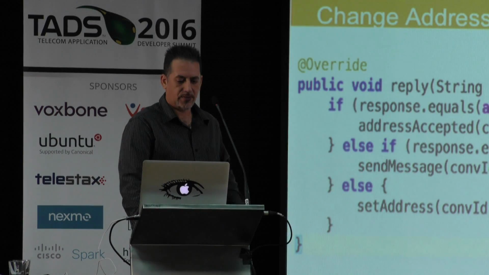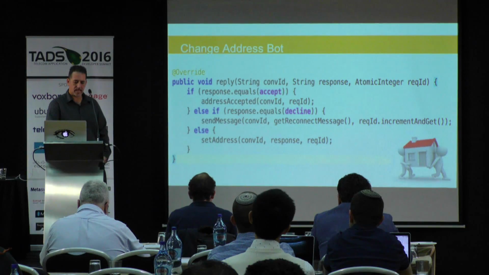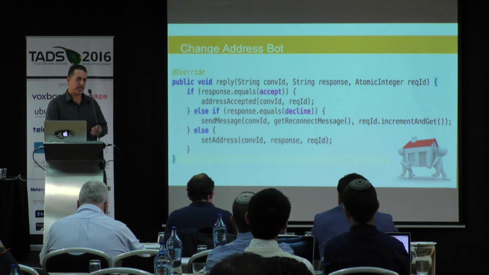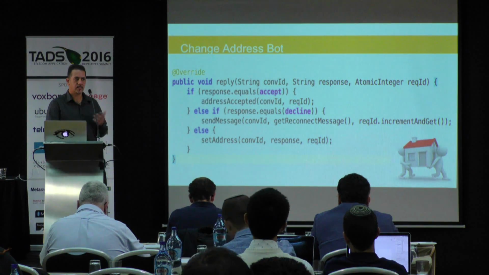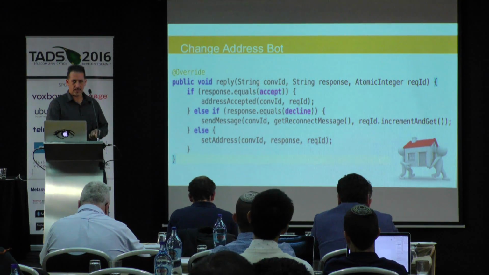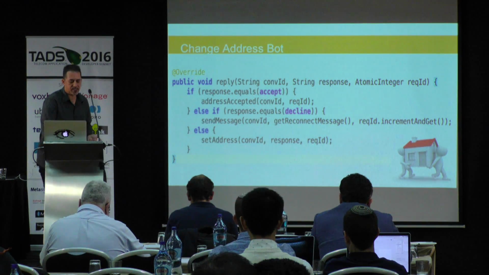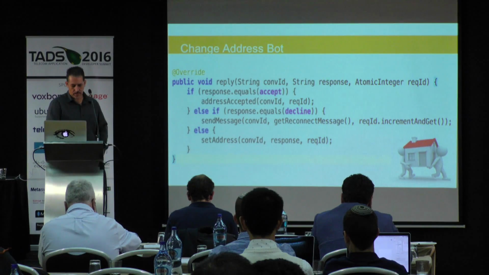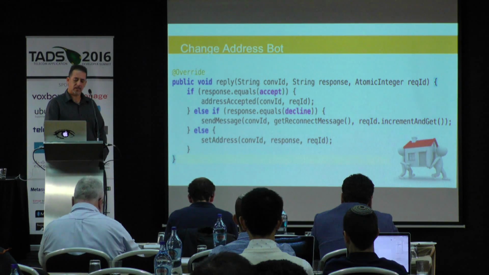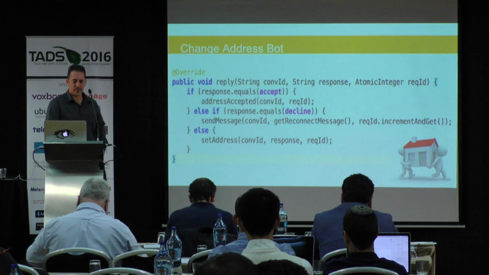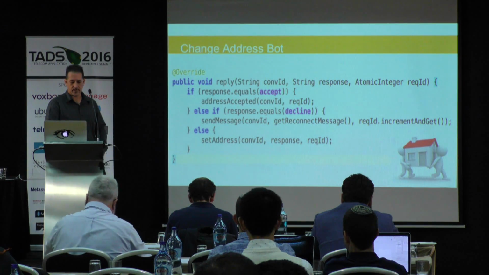Okay, we have another example of a bot, the change address bot. What this bot does is it asks the user to write their address, and then it sends it to the Google API and displays a location on the map, and then asks the user if this is the correct location. If the user accepted it, it'll just update it and send it back to the main bot. And if rejected, it'll need to ask for the address again.